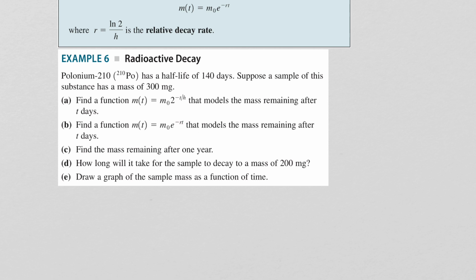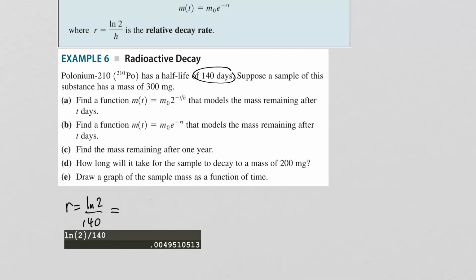So just like in the previous example, there are two different ways we can model this half-life, but what we need to do is find out what r is, right? So r is going to be the natural log of 2 divided by the half-life, which is 140 days. We're just going to plug this in on a calculator to get an approximation here. And you can see that we get a value that is approximately 0.00495. And I'm going to keep all of those decimal places here.